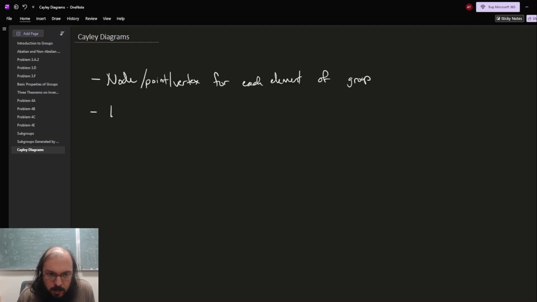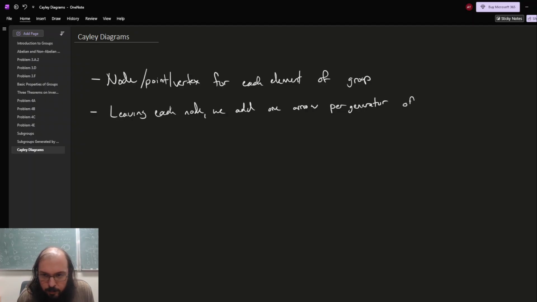And then, leaving each node, we add one arrow per generator of the group, which points to the result of right multiplication.